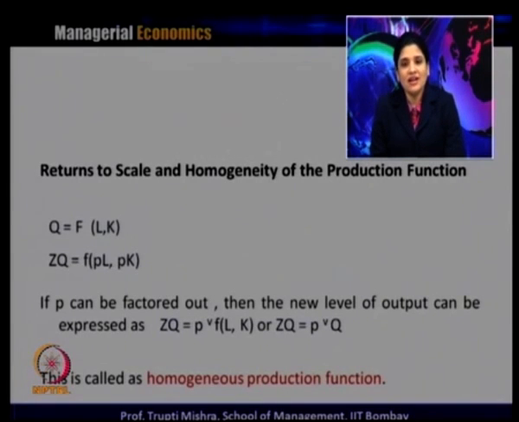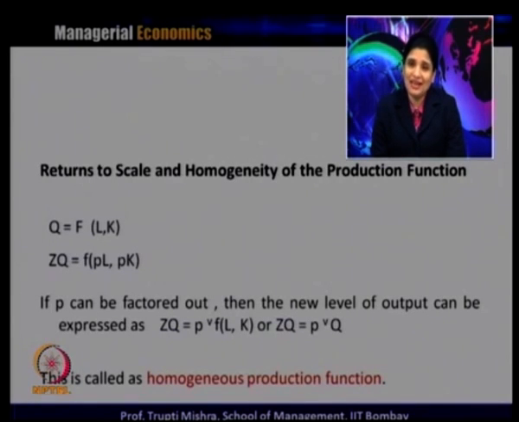Now, to understand simply what is a homogeneous production function: if mathematically we can take out the proportionate change in the input, then this is the case of your homogeneous production function. So, if labor is changing by 2 and capital is changing by 2, we can factor out. Labor is changing by 2, capital is changing by 4, we can factor out. Labor is changing by 3, capital is changing by 3, we can factor out. For example, labor is changing by 3, capital is changing by 6, we can factor out.